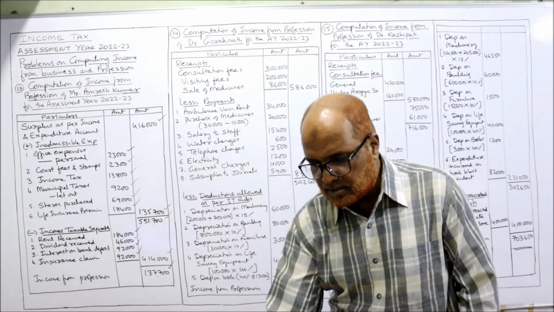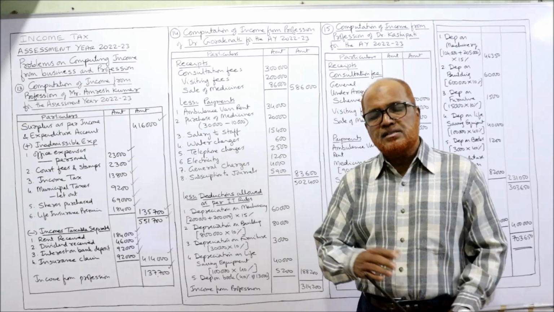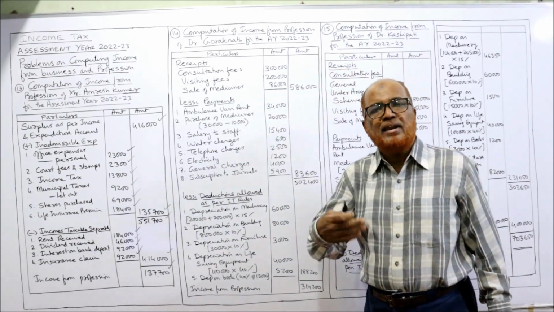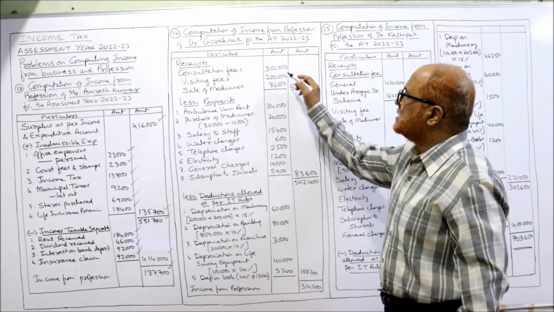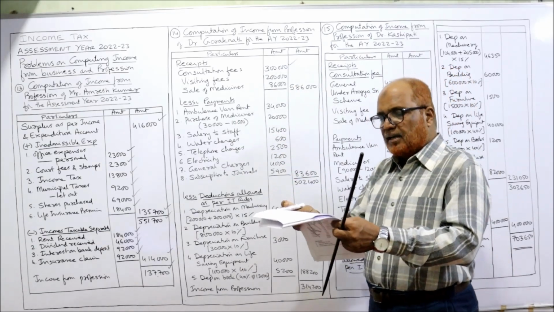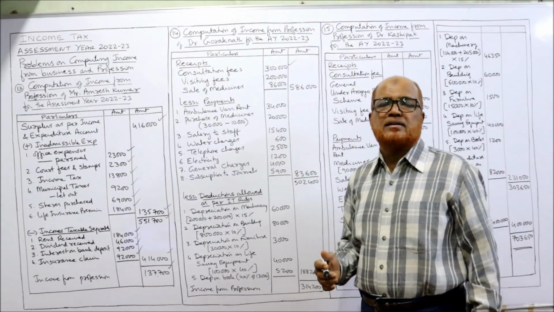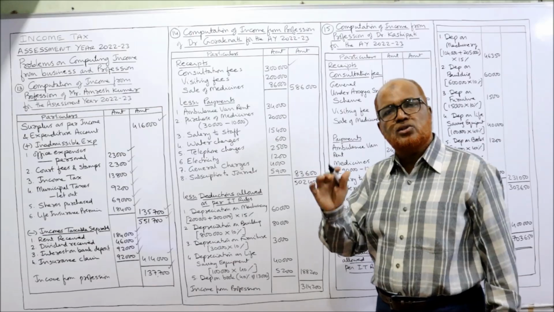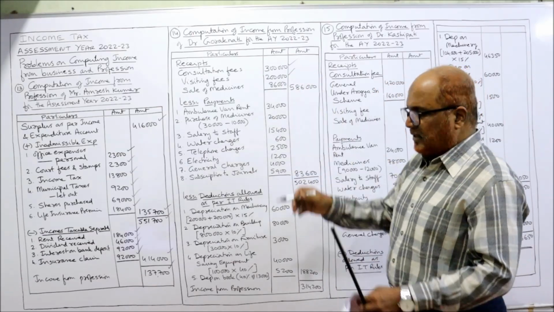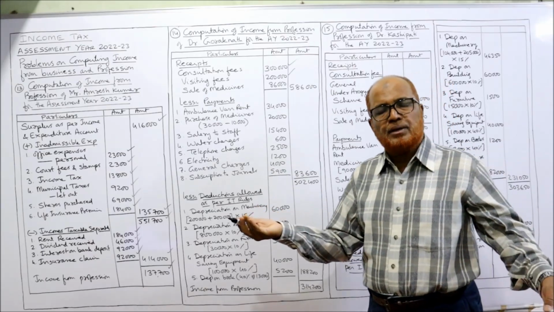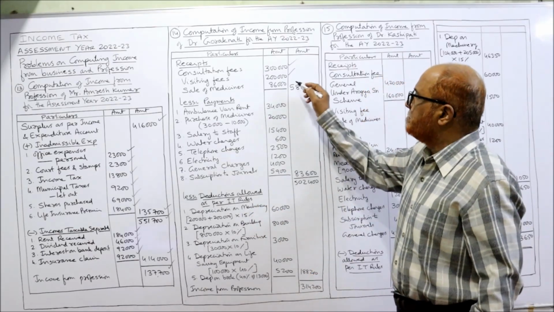Now here, receipt side. Consultation fees. Consultation fee is a professional income. It's a revenue receipt. So we should take consultation fee 3 lakh. Then comes visiting fee. Doctor will visit the patient's place. So he will get visiting fee. That is also a professional income. The next one is sale of medicines. Medicines are sold. That means it's a professional income.